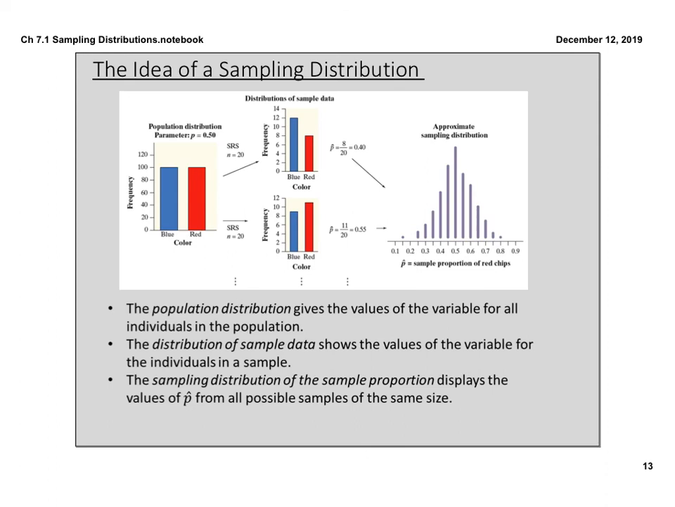The population distribution gives the values of the variable for all individuals in the population. The distribution of sample data shows the values of the variable for the individuals in the sample, and the sampling distribution of the sample proportion displays the values of p-hat from all possible samples of the same size. Okay, so the population shows the population parameter, the distribution of sample data is right there, and then putting them in the sampling distribution dot plot is there.